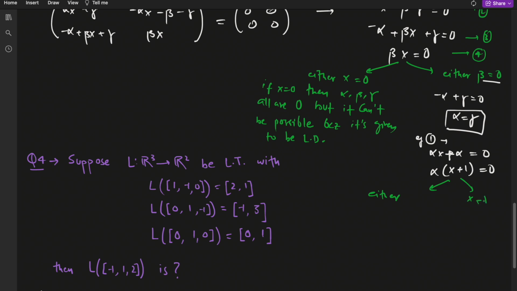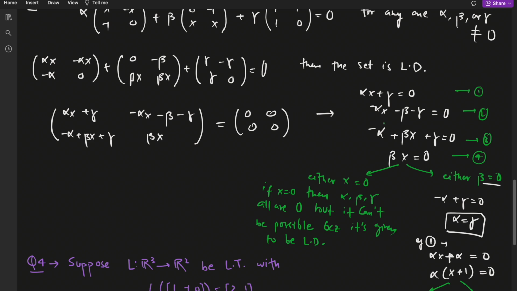Either x plus 1 equals 0, which makes x equal to minus 1, or alpha can be 0. But alpha cannot be 0. Why? Because if alpha becomes 0, go to the first equation. If alpha becomes 0, this becomes gamma equal to 0. So alpha and gamma both become 0. And if alpha and gamma both become 0, then from equation 2, this term becomes 0, and then beta also becomes 0.